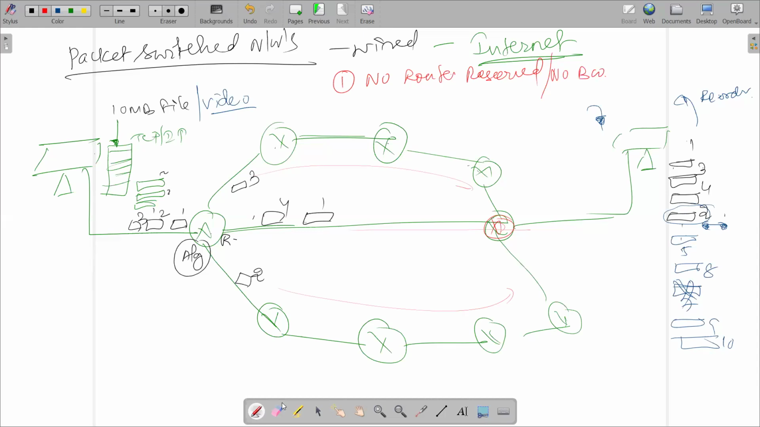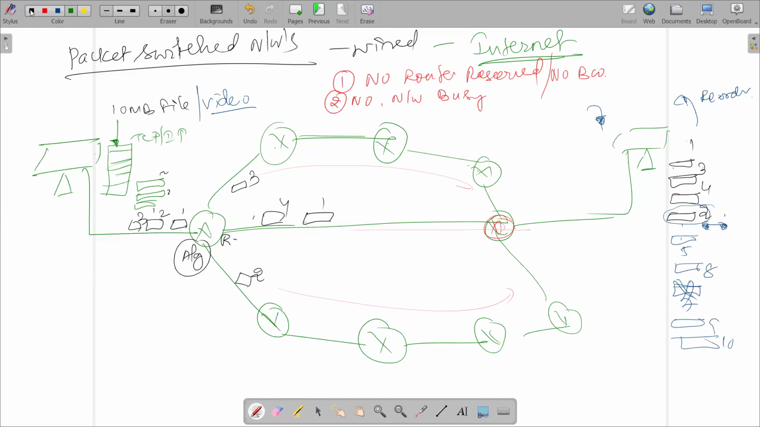That's why when you are using a landline or GSM, we do see "network busy." But here there is no network busy, because a packet can take any route.